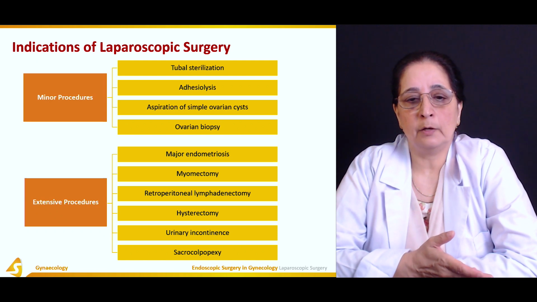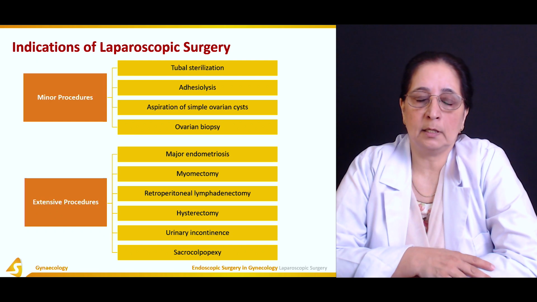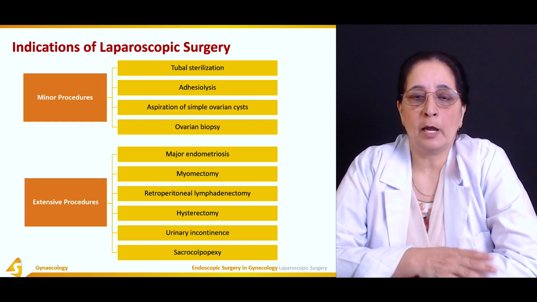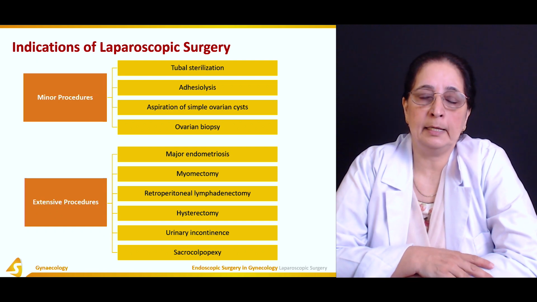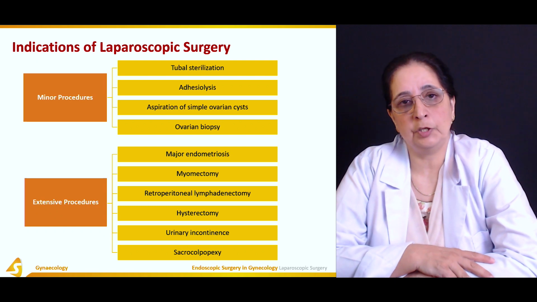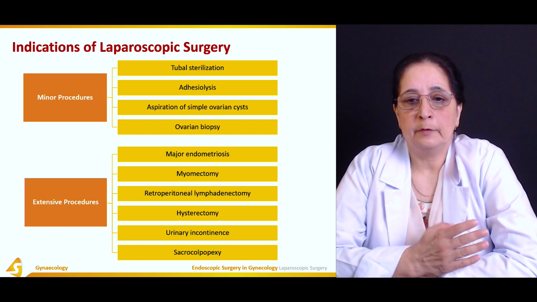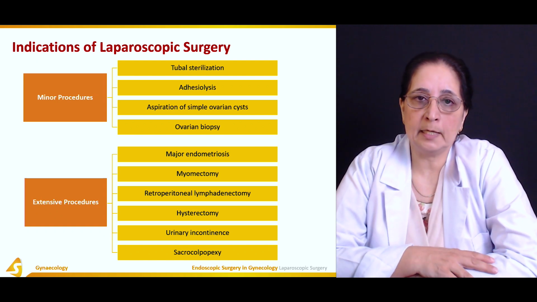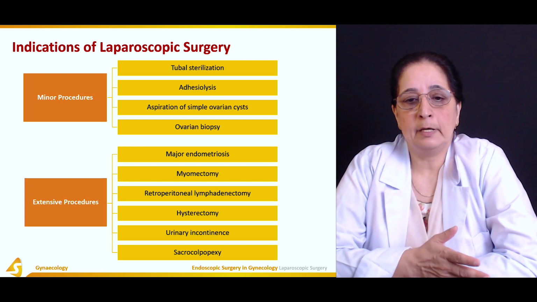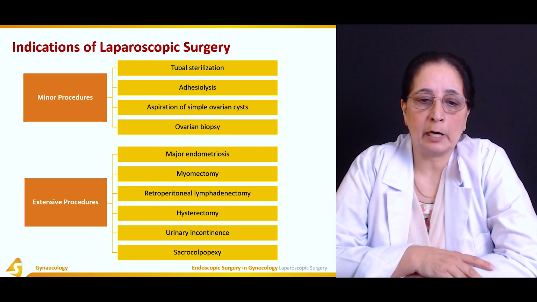Then the fourth is ovarian biopsy. If there is suspected ovarian cancer, then a biopsy is taken by laparoscopic surgery. So these four are simple procedures that can be performed by laparoscope: tubal sterilization, adhesiolysis, aspiration of ovarian cyst, and ovarian biopsy.